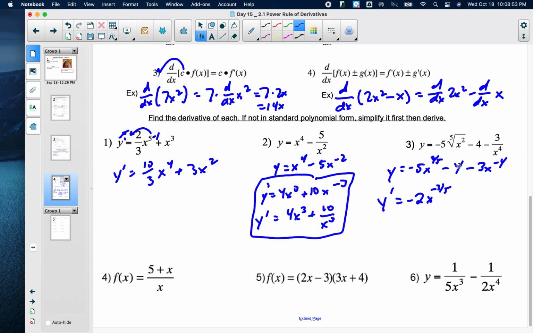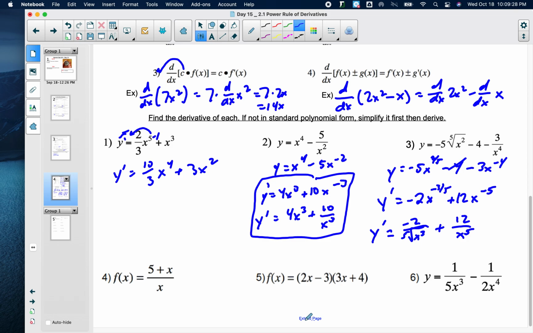The derivative of any constant is 0, so that one's just gone. Bam. And then negative 4 times negative 3 is a positive 12, x to the negative 5th. So again, you could keep it like this, or you can simplify. So y prime is negative 2 over, you could do x to the positive 3/5, or you could do the 5th root of x to the 3rd. All of these are the same idea. And then plus 12 over x to the 5th. And that would be your final answer, either one of those two forms. Okay.